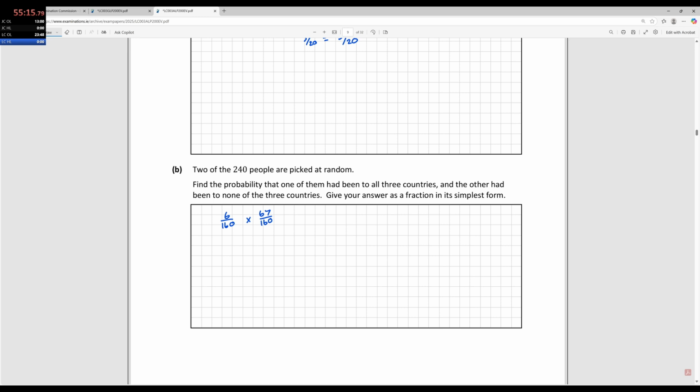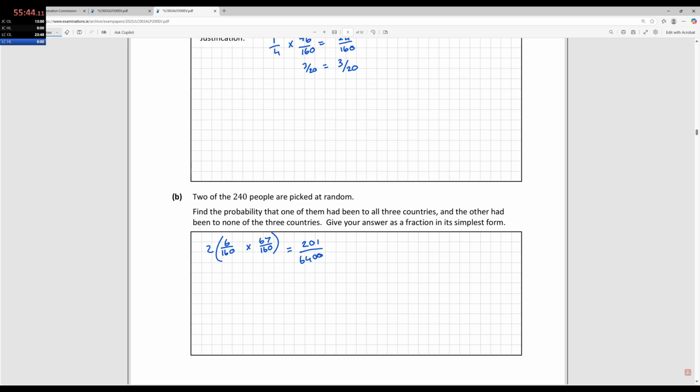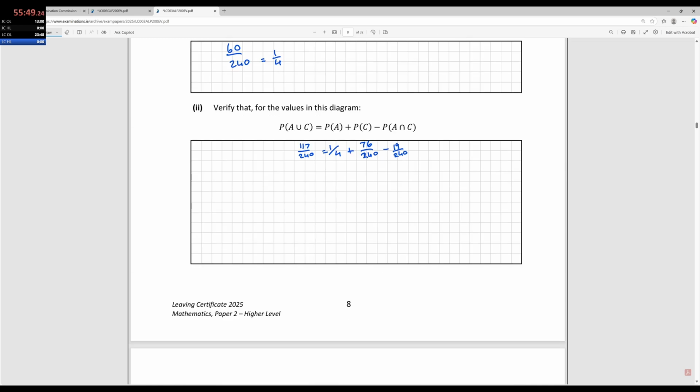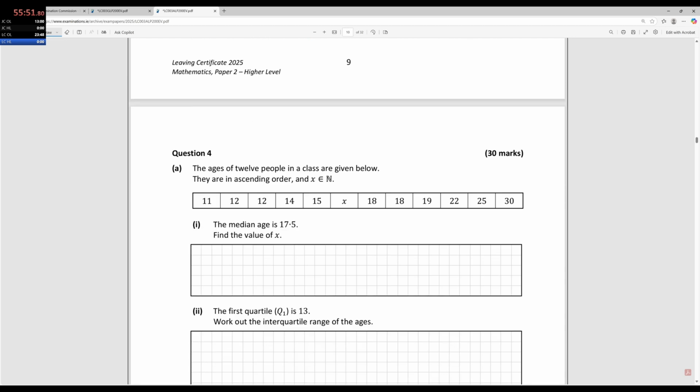Right, so we'd have to multiply them. But then we're going to have to double that because basically it's the other way around as well. We could do it where it's 67 over 160 is the first person. I get these wrong sometimes, so I'm hoping that's right. Give your answer as a fraction in its simplest form. 201 over 400. One had been to all 3 and the other had been to none. 6, 67. Twist around for the other way around.